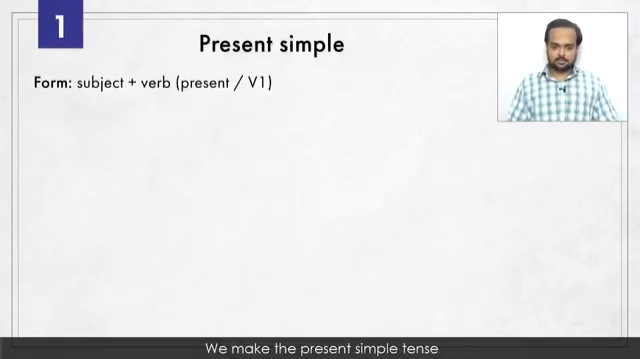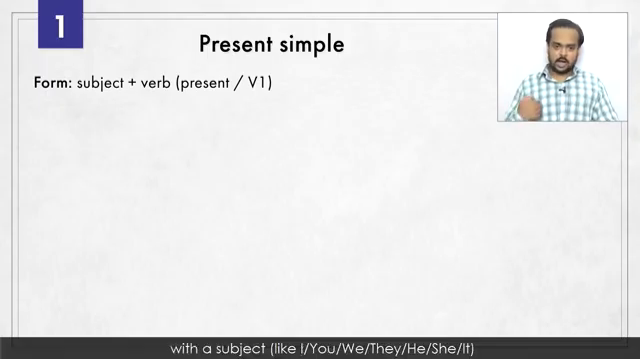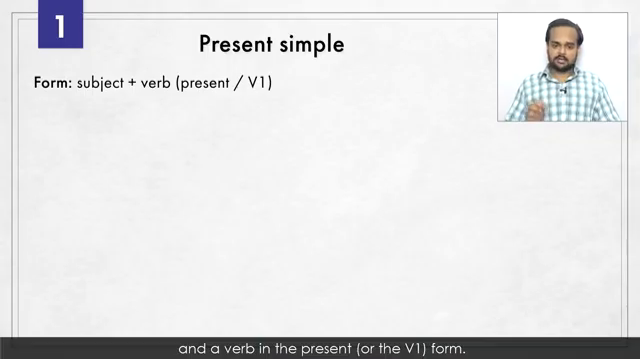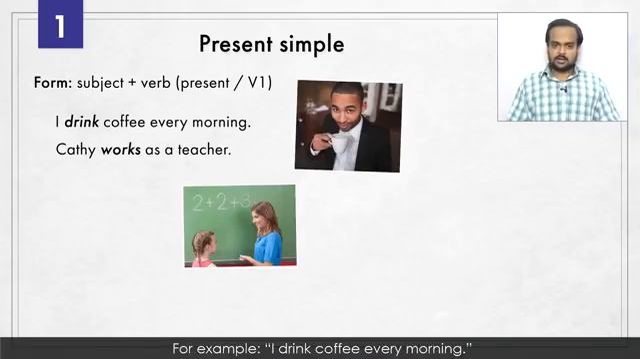We make the present simple tense with a subject like I, you, we, they, he, she, or it, and a verb in the present or the V1 form. For example, I drink coffee every morning. Kathy works as a teacher.